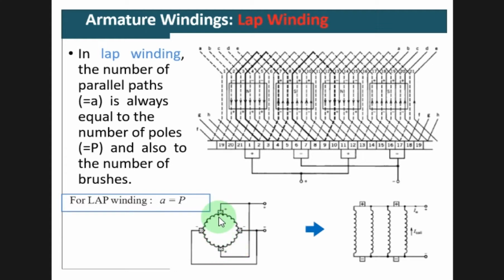So when you look at how they are connected, there are several parallel paths, parallel coils like this between the supply, right? The number of parallel paths, we use the letter A, is always equal to the number of poles and also to the number of brushes. In this case there are 4 brushes here and also 4 poles here. So A equals P in the case of lap winding.